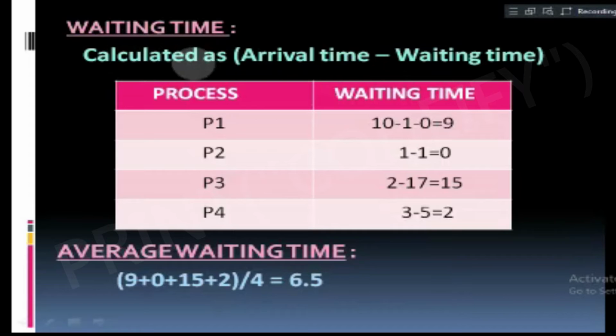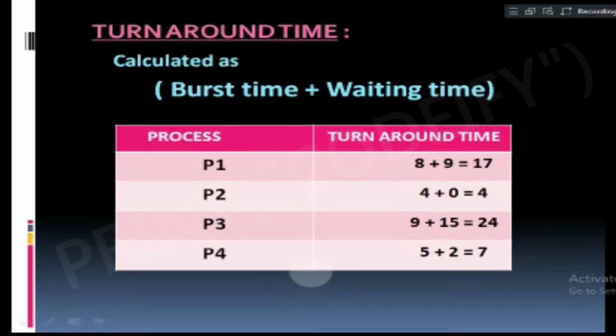Next one, waiting time. It is calculated as start time minus arrival time. Since P1 is executed 2 times, the waiting time will be 10 minus 1 minus 0, which gives 9. Similarly for P2, it is 0, P3, 15, and P4, 2. Average waiting time is calculated as the waiting time of all processes divided by the number of processes, which yields 6.5. Turnaround time is calculated as burst time plus waiting time. For P1, 17, P2, 4, P3, 24, P4, 7.